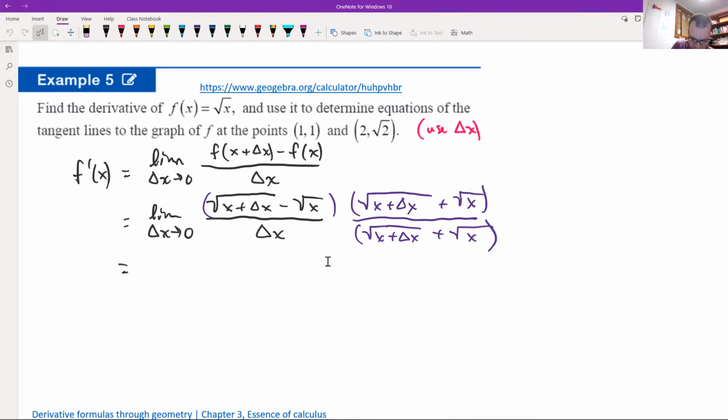All right. So it's all coming together now. We've actually got something where we're using that conjugate thing. Let's do the multiplication through. On top, we'll just have x plus delta x. The middle terms will cancel out, and then we'll have minus x at the end. And on bottom, we'll have the whole mess of delta x times the square root stuff.